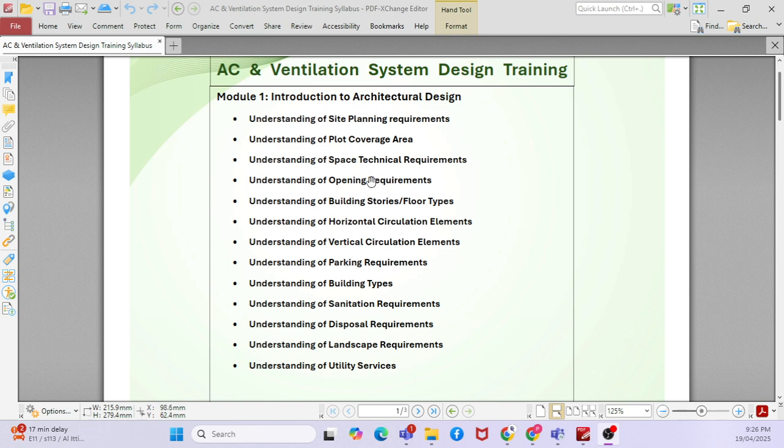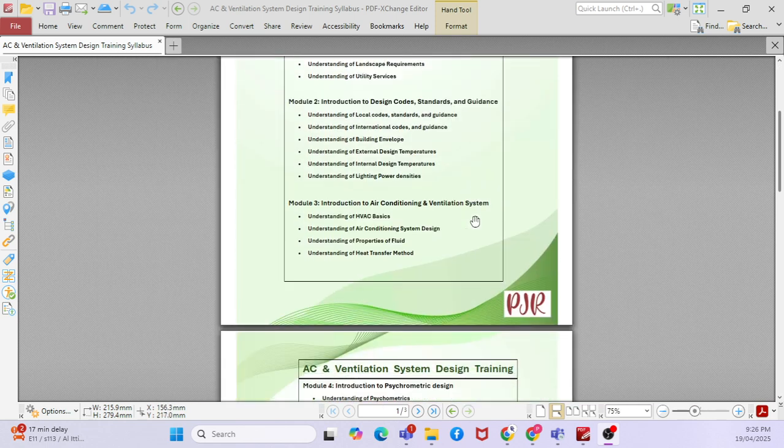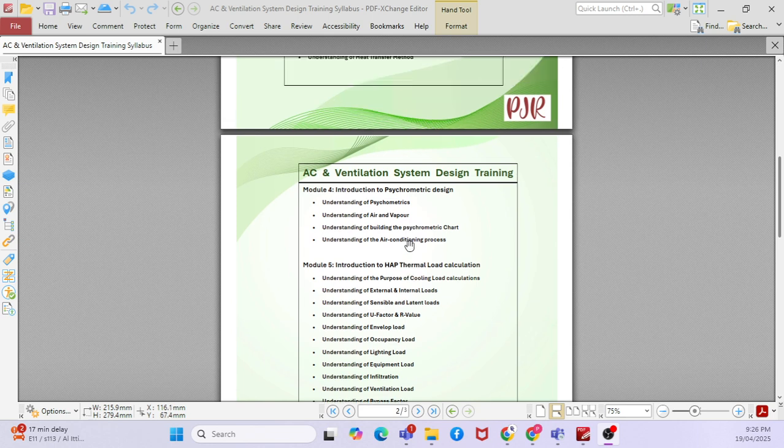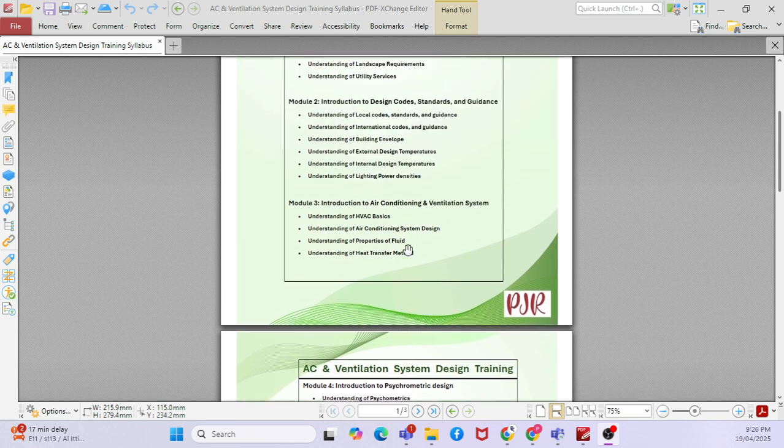Next, what we are going to do is the thermal load calculation. That is the first technical part. But before we go to the thermal load calculation, we will understand some basics. So what are the basics? There are design codes, standards and guidance.